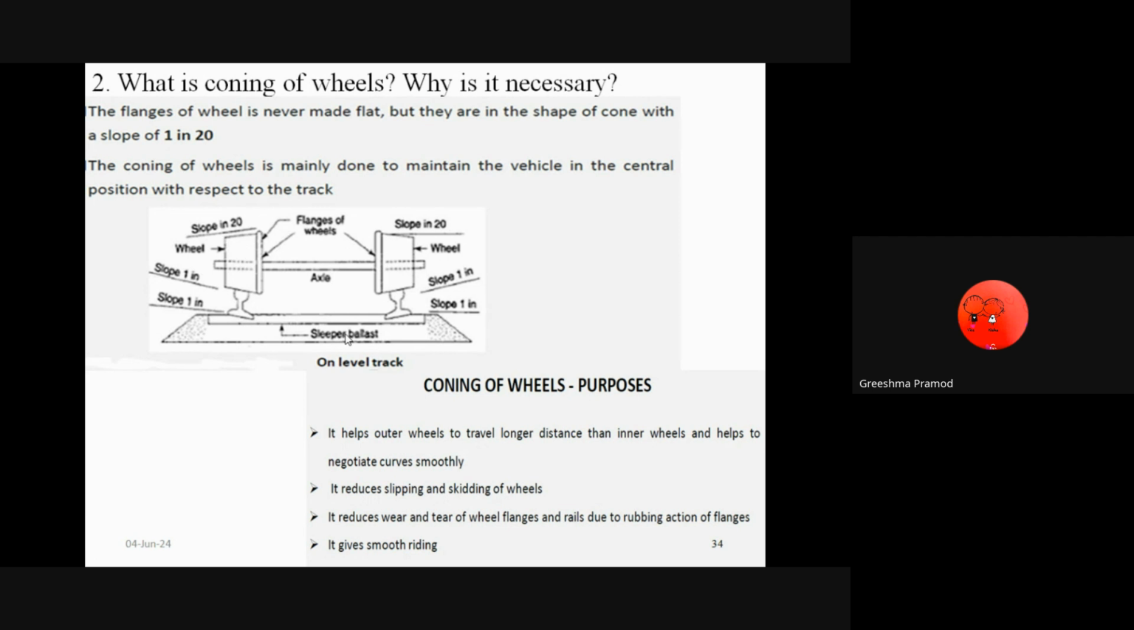Mainly, the tilting has the advantage that it maintains the gauge properly. Then it increases the life of the sleeper as well as the rail.